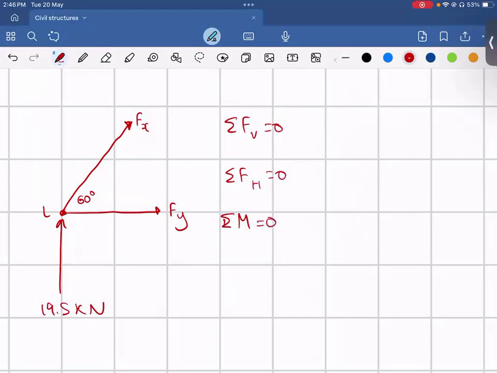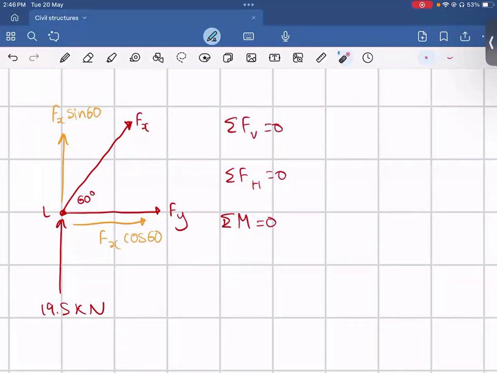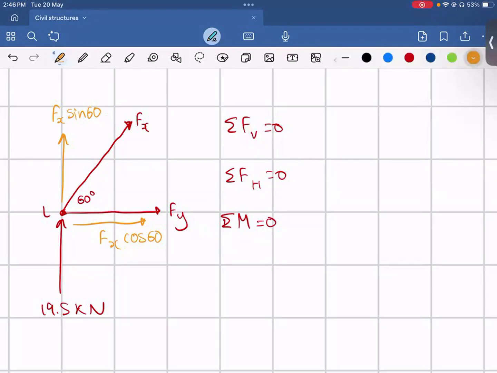Essentially, what we can do is break this force down into its sine and cos components since it's acting at an angle. So if we apply this, this is going to be fx sine 60, then fx cos 60. Now, since there is another unknown, fy, acting along the horizontal axis, we do not want to use our horizontal equilibrium equation, sum of forces equal to 0, because we won't be able to determine what fx is through that formula. So instead, we're just going to be using our vertical equilibrium formula.